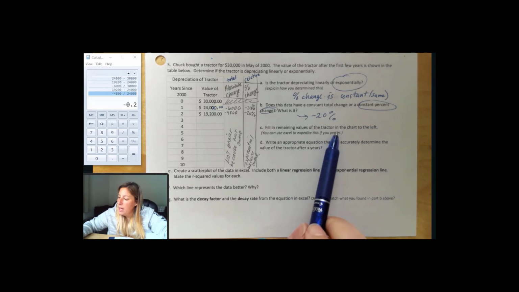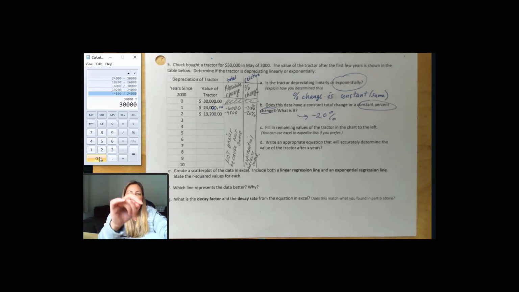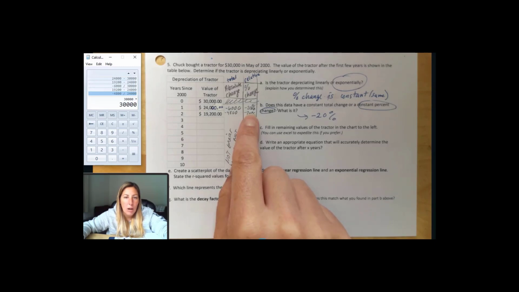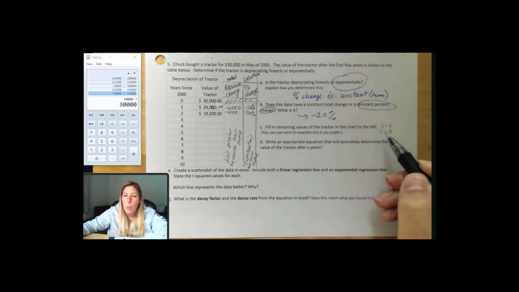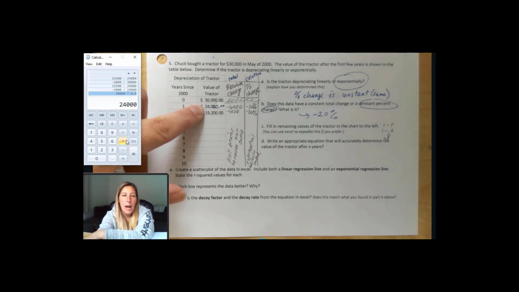Let's fill in the remaining values of the tractor in the chart to the left. I can use Excel if I want to expedite this, but this really isn't hard. How do I do this? I start with $30,000, and I'm going to multiply that by my 1 plus or minus R value. My R is negative 20%. So if I want to multiply by 1 minus R, I'm going to multiply by 1 minus 0.2, which is 0.8. So I'm going to take that 30,000, multiply it by 0.8, and I should be left with this 24,000 right here. Oh my, there it is.